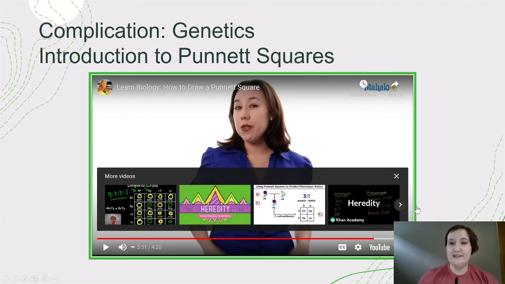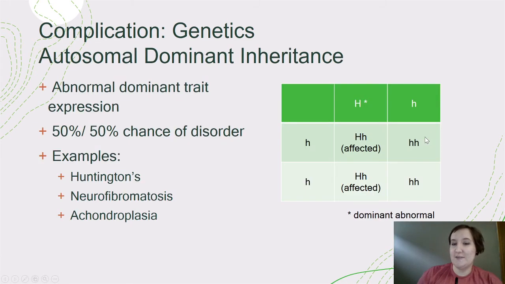Okay, so hopefully that just elaborated a little bit more on some of the terminology, but also drawing a Punnett square, which is one of your learning objectives. So now let's look at how this impacts what we're concerned about with genetic disorders prenatal and in the neonatal time period. So again, autosomal dominant inheritance.